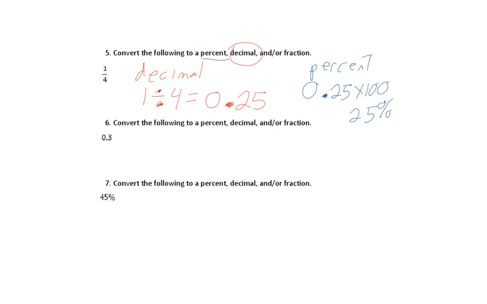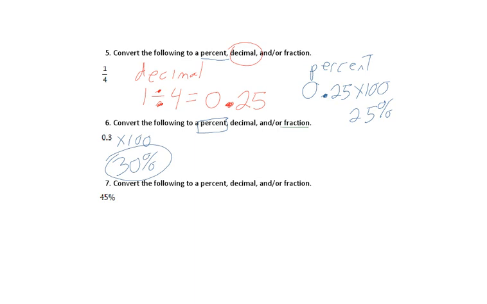Alright, question 6. We have a decimal and we want to change it into a percent and change it into a fraction. Changing it to a percent is easy. You just multiply by 100. So 0.3 times 100, 30%. There's your percent.